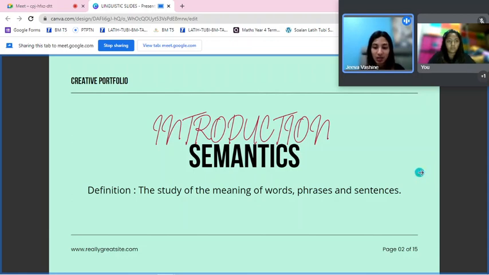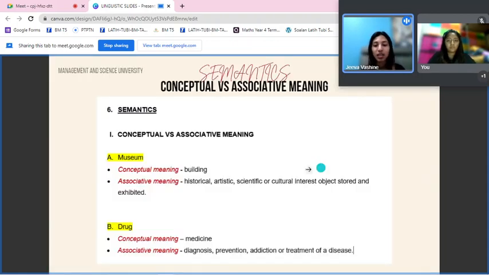associative meaning. So the conceptual meaning is also known as denotative meaning, which is the literal use of a word. Example like needle: long, sharp, steel. And also the associative meaning is also known as connotative meaning, which is the stylistic meaning of a word. So like example needle: painful, ouch.